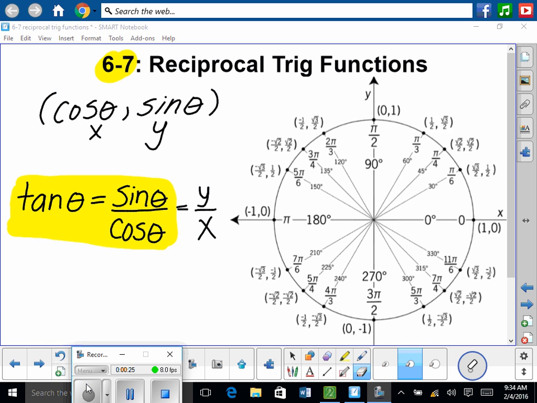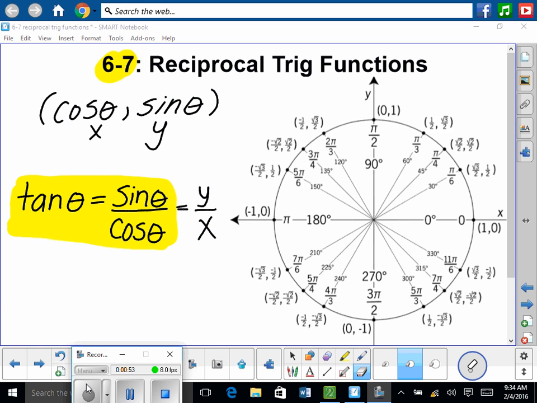sine values. Now, we didn't learn how to graph tangent, but we do need to know about tangent. So tangent is simply sine of theta over cosine of theta. Sine of theta divided by cosine of theta. So that means you can find tangent of theta on the unit circle by taking your y value divided by your x value. So now you know sine, cosine, and tangent. Using the unit circle, you can find all three.